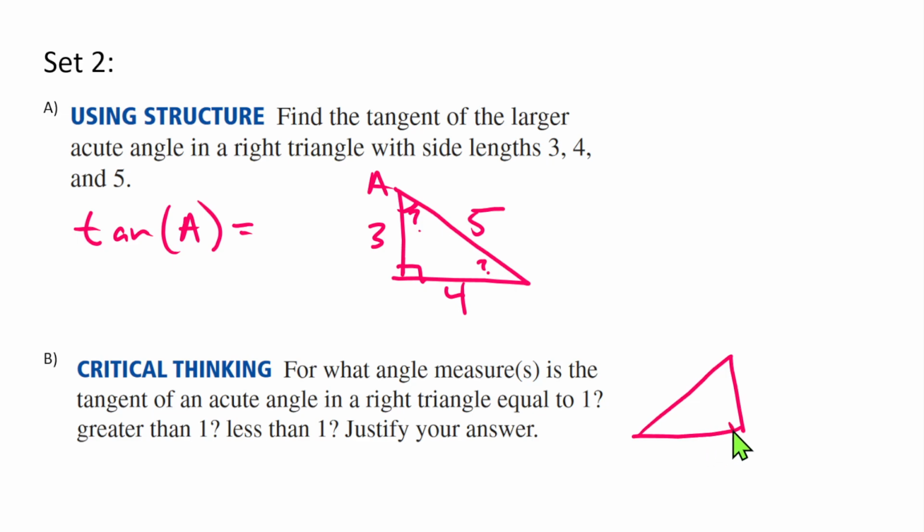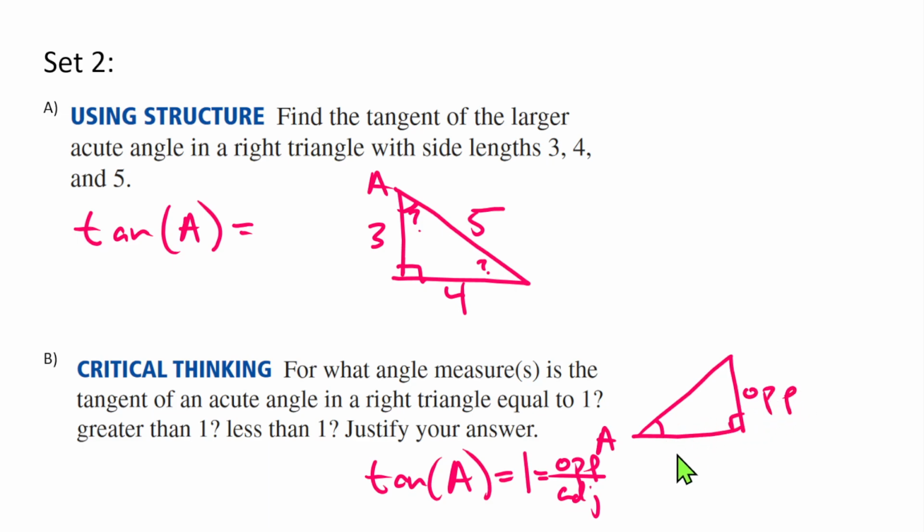So here's a right triangle. For what angle measure does this tangent come out to be 1? Well, it takes a little thinking. What is tangent? Tangent is opposite over adjacent. When would this fraction be equal to 1? A fraction is equal to 1 when the numerator and the denominator are the same, when you're taking a number and dividing it by the same number. So when the opposite side and the adjacent side are equal lengths, that makes the ratio 1.